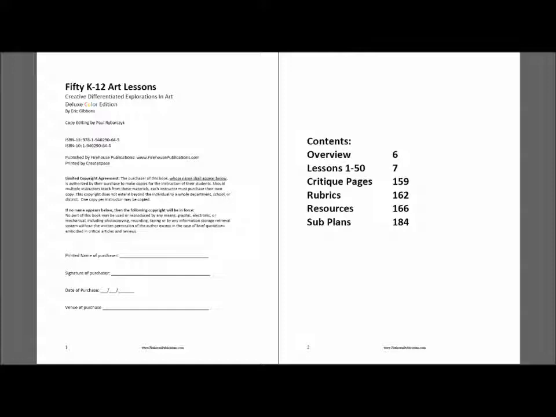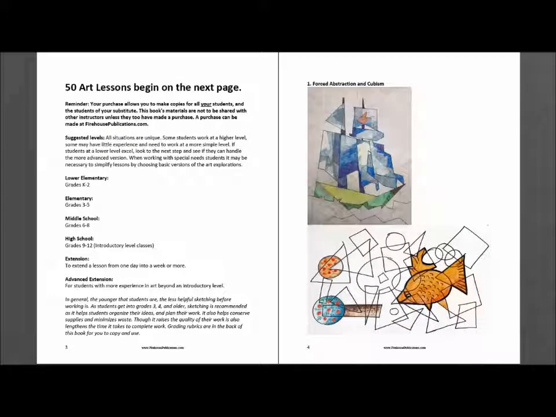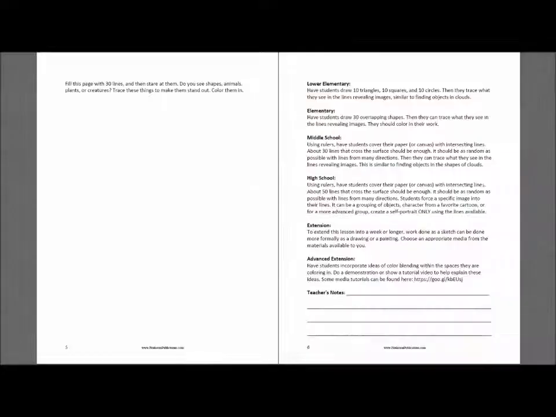The book is about 200 pages. So I divided up the age groups by lower elementary, grades K through 2, elementary, grades 3 through 5, grades 6 through 8 is for middle school, high school, 9 through 12, and then extensions are ways to take a lesson and make it run for a week or more, and then advanced extensions for students who may be in more advanced classes. Each lesson starts out with an example to go through.